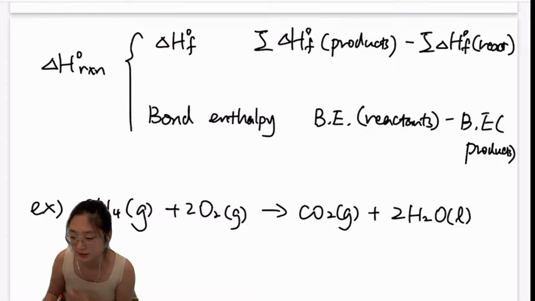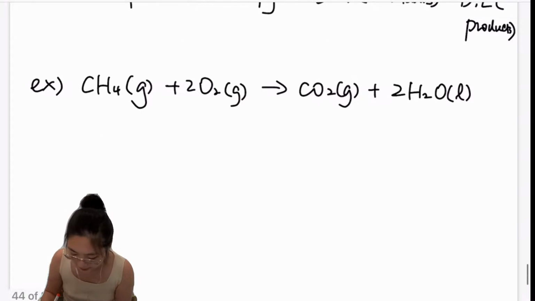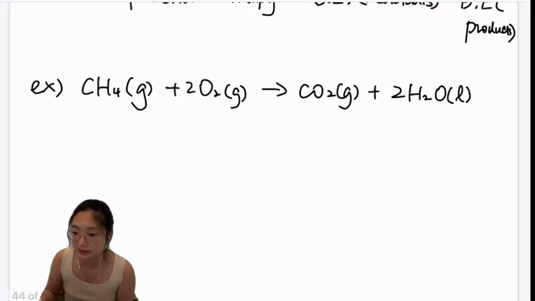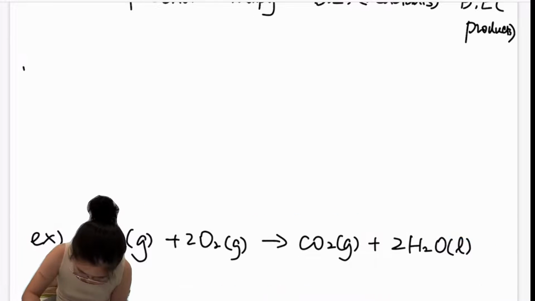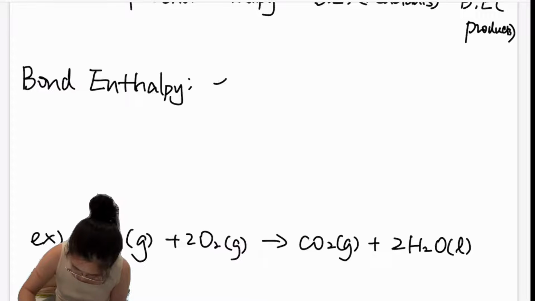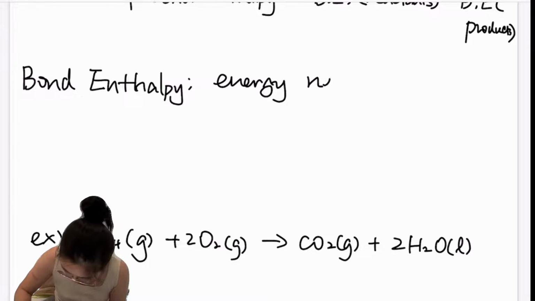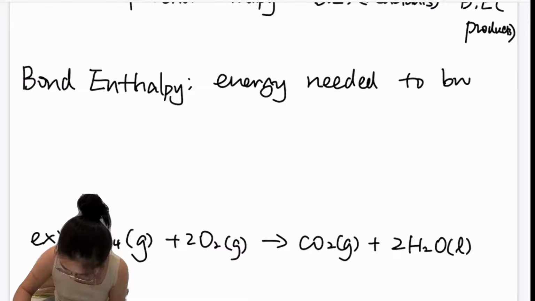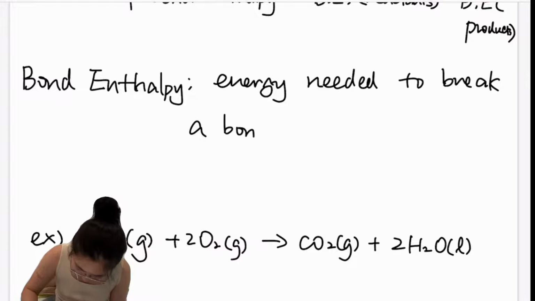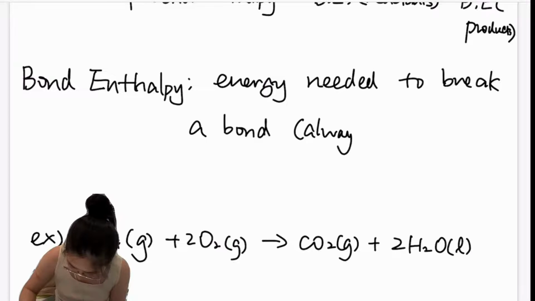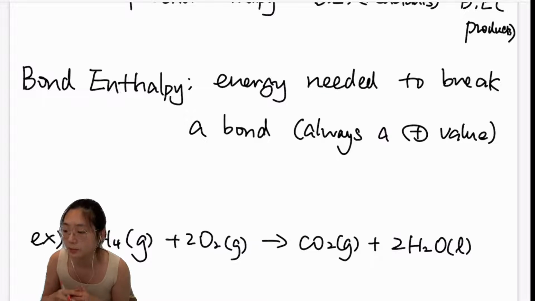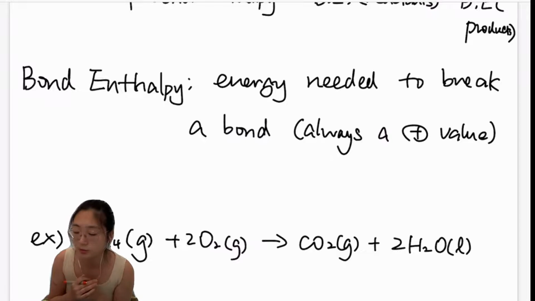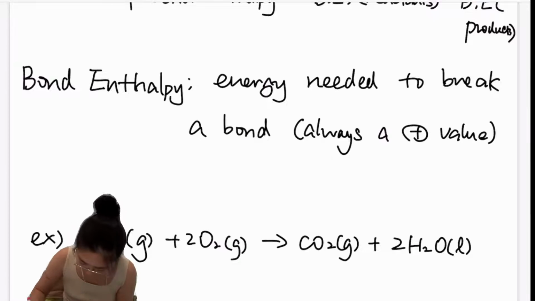But if we use bond enthalpy, it's the other way around. It's the reactants minus the products. And the reason is because bond enthalpy means the amount of energy needed to break a bond. So bond enthalpy is always a positive value. But remember that when bonds are broken, it absorbs energy. When new bonds are formed, it actually releases energy.